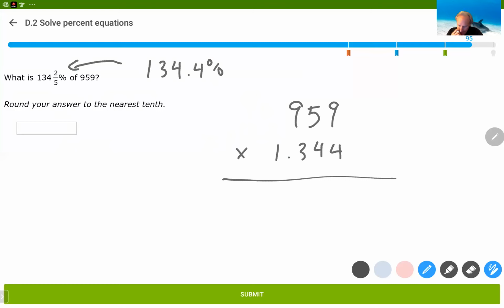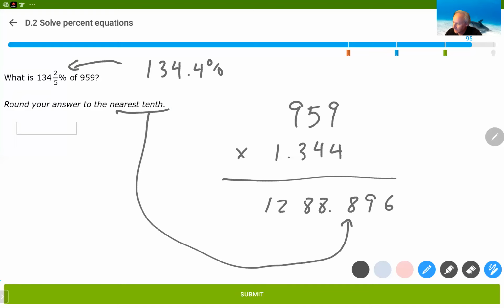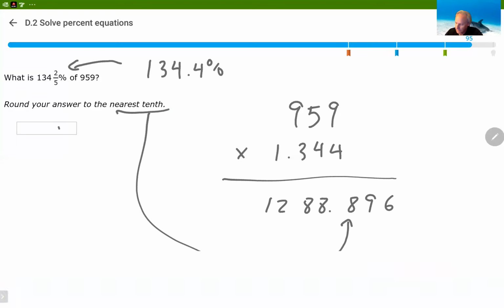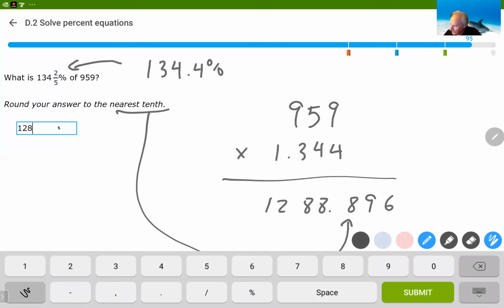$12.88, 0.896. And we're supposed to round to the nearest tenth. The 10th place happens to be right there, so it's going to be 9. So it's going to be 1288.9. See if it makes sense. Again, I said it's a little more than a third of that. So add 300 to that and you get 12 something. It works out.